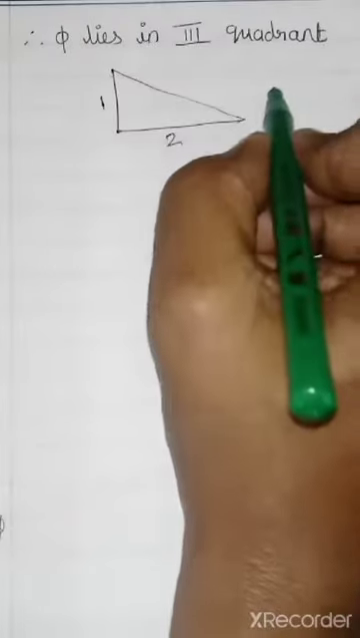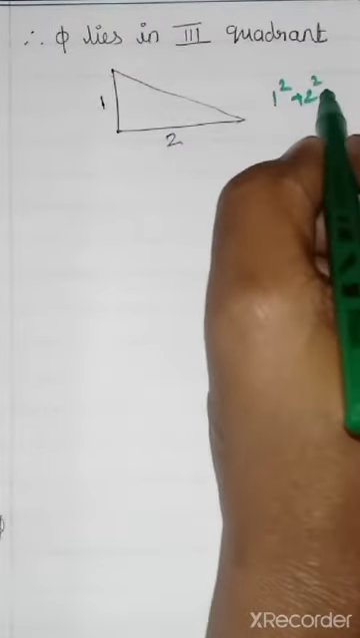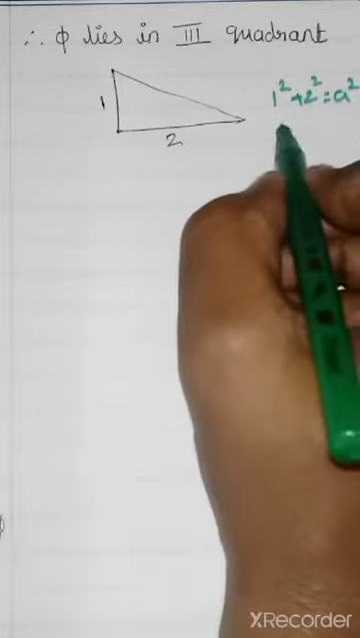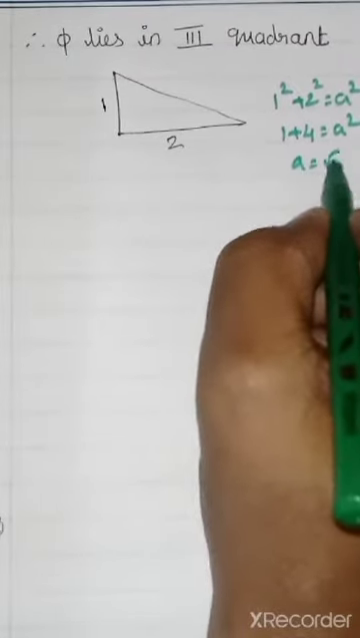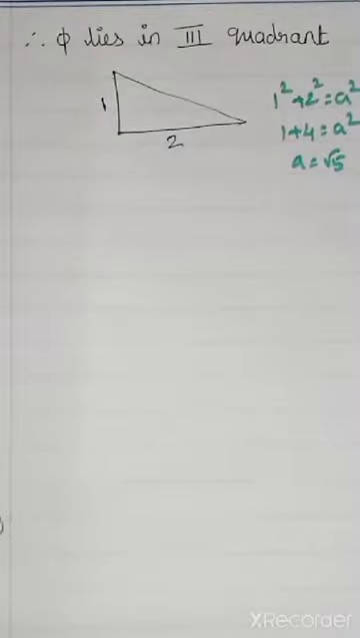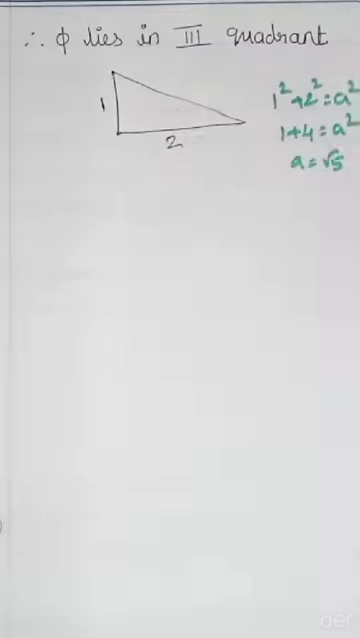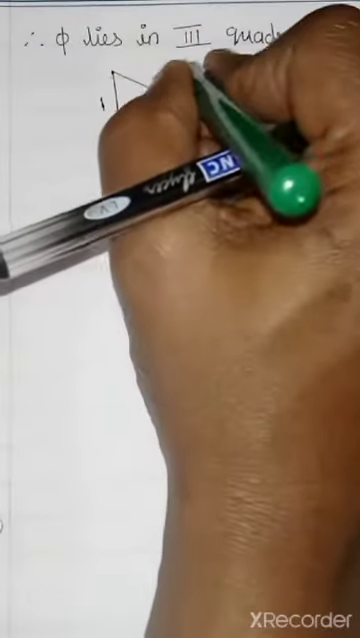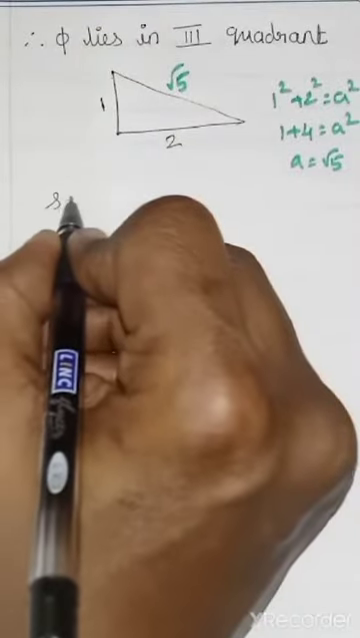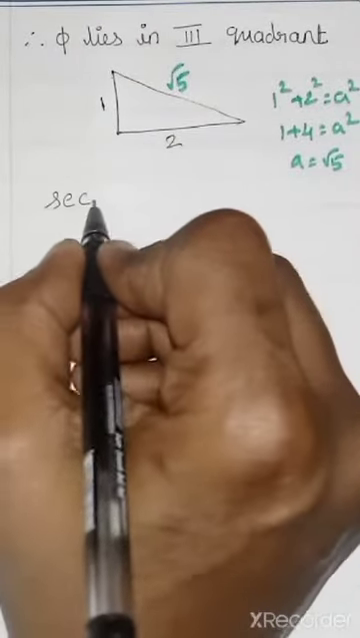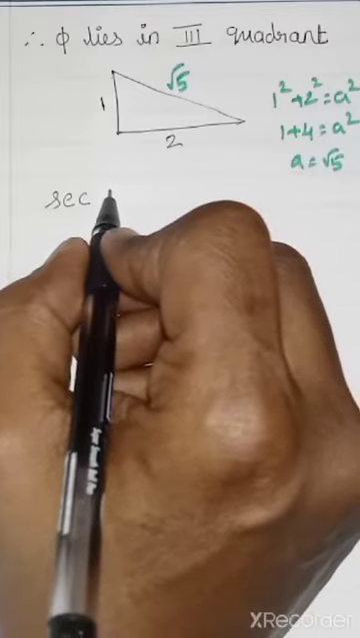Now, how to find your third side? 1 square plus 2 square equals a square. So 1 plus 4 equals a square. A equals root 5. Correct? 4 plus 1 is 5. A square is 5, so the value is root 5. So what is your third side value? Root 5. Right? Now we can take secant phi, because in your question we want to find secant phi only.